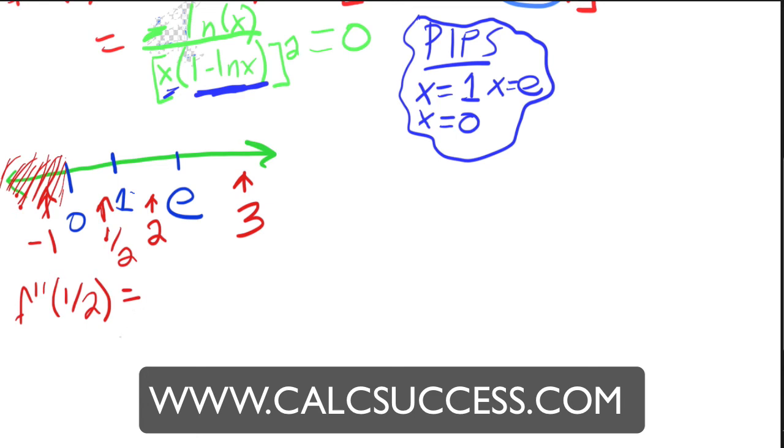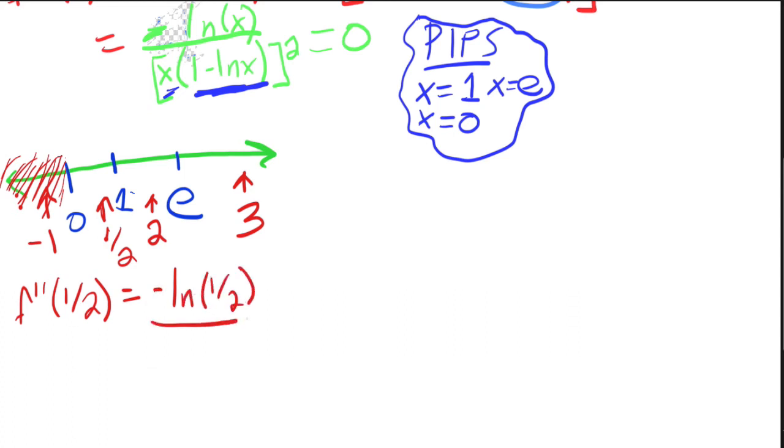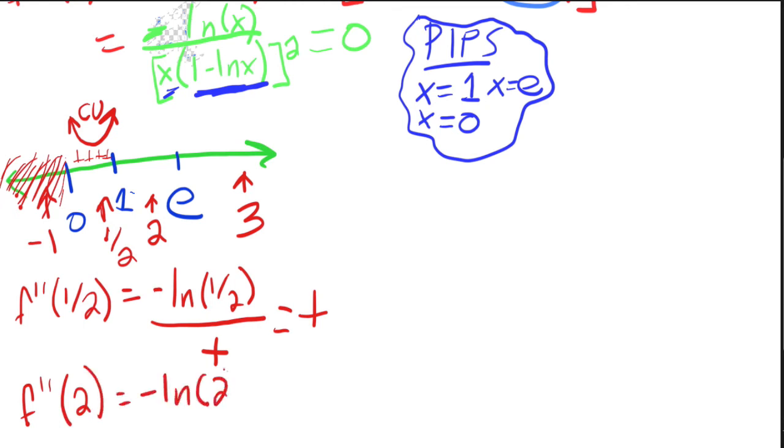Now if I plug in 1/2 into the second derivative, what I get is negative natural log of 1/2 over the denominator, and this whole thing is being squared, so this is just going to be positive. And natural log of 1/2 is negative, times the negative, so this is going to be positive. So what this means is that this guy is going to be concave up on that interval. Now if I plug in 2, I get negative natural log of 2 over, again, positive. Natural log of 2 is positive, so this guy is going to be negative, which means that this guy is going to be concave down.